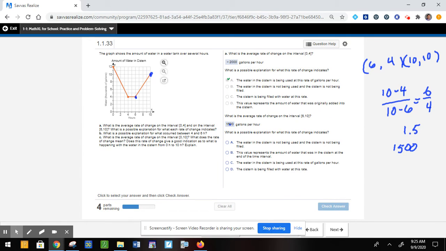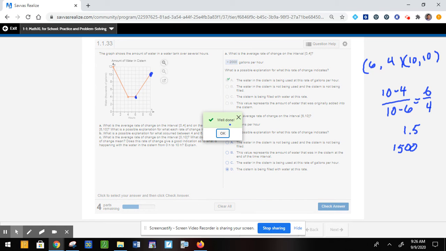Okay. What is a possible explanation for this rate of change? It's a similar question to the last one. A, the water is not being used. That's not true. It's increasing. The value represents the amount of water that was in the cistern at the end of the time interval? No. The average rate of change does not represent how much is left. How much is left is 10,000. That number is not that. Water in the cistern is being used. Again, we discovered on the last question that being used means being drained out. The cistern is being filled with water at this rate. So that's the answer. 1,500 gallons per hour is being filled into the cistern.